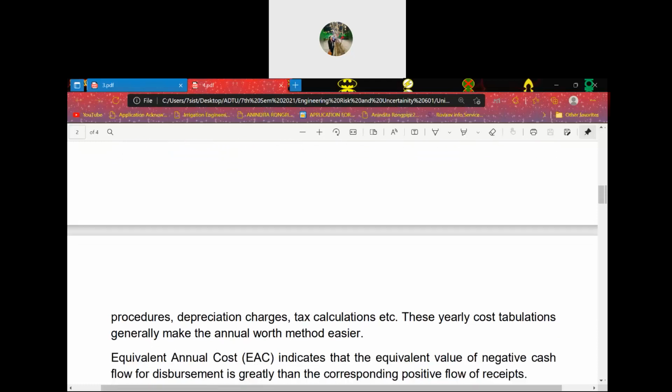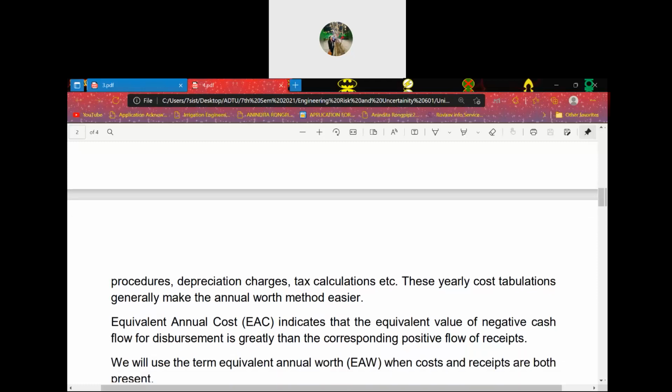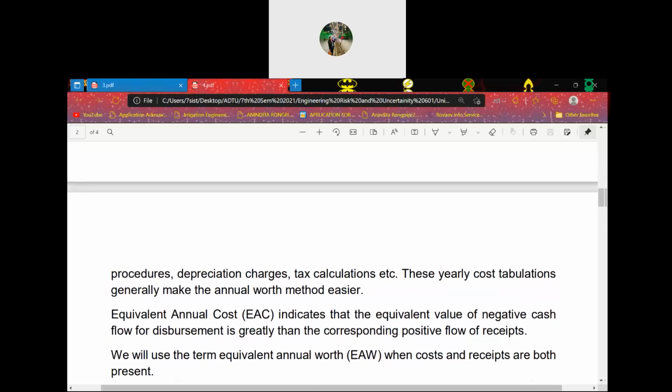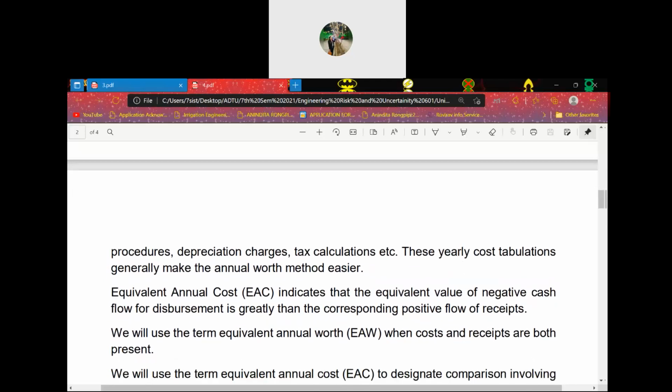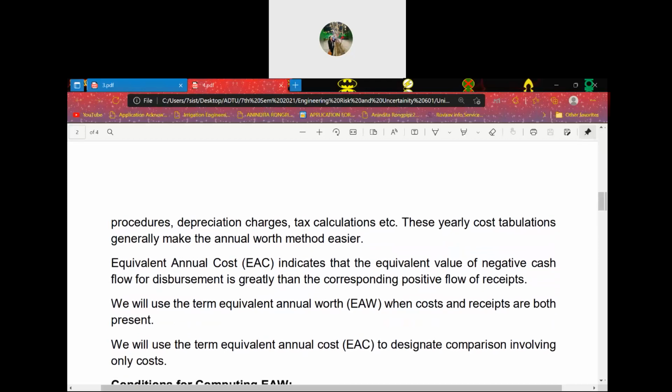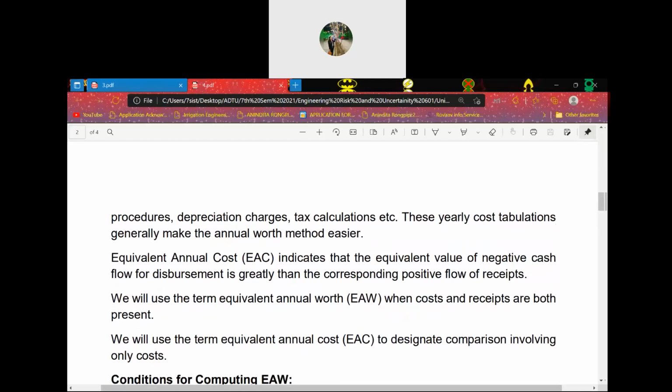So equivalent annual cost, that is EAC, indicates that the equivalent value of negative cash flow for disbursement is greater than the corresponding positive flow of receipts. We will use the term equivalent annual worth, EAW, when costs and receipts are both present. We will use the term equivalent annual cost, EAC, to designate comparison involving only costs.